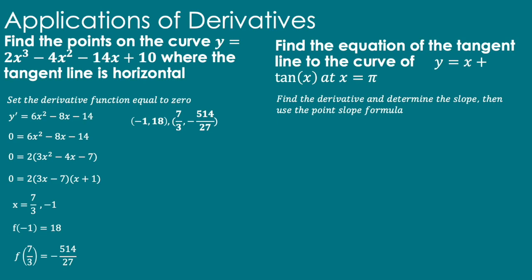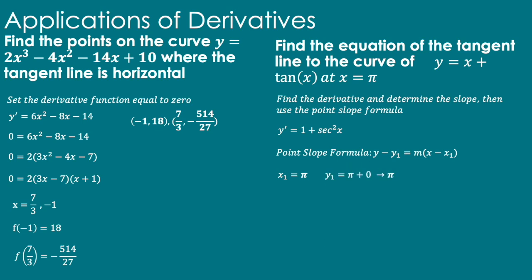The second example is finding the equation of the tangent line, which is very common. So you want to find the derivative, determine the slope, and then use a point slope formula. So the derivative of this function is 1 plus secant squared. And then you want to use a point slope formula, which is given as this. You want to figure out what y1, m, and x1 are. Y and x are the variables, so x1 is always given. In this case, it's at x equals pi.